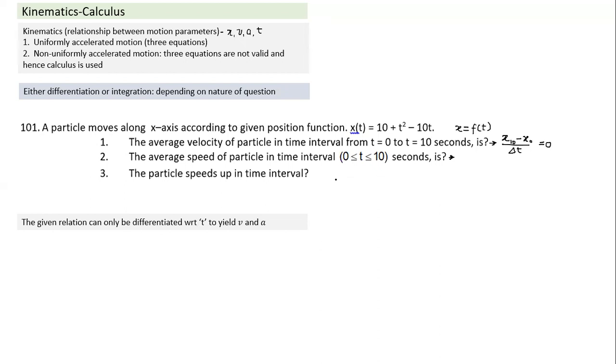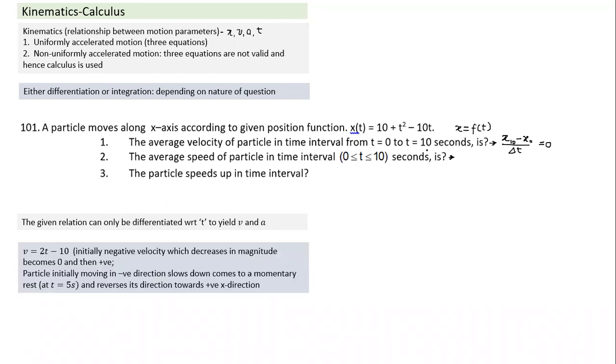It is pretty clear whether we need to integrate or differentiate. If we differentiate once, we'll get velocity. If we differentiate twice, we get acceleration. And once we have velocity and acceleration, we have a better sense of what is happening. So what is velocity? Velocity is equal to 2t minus 10.